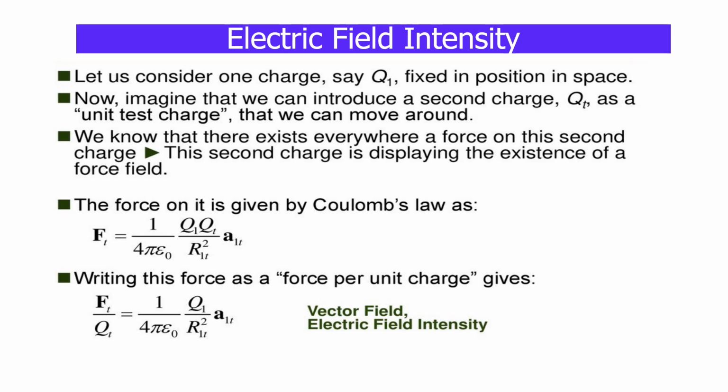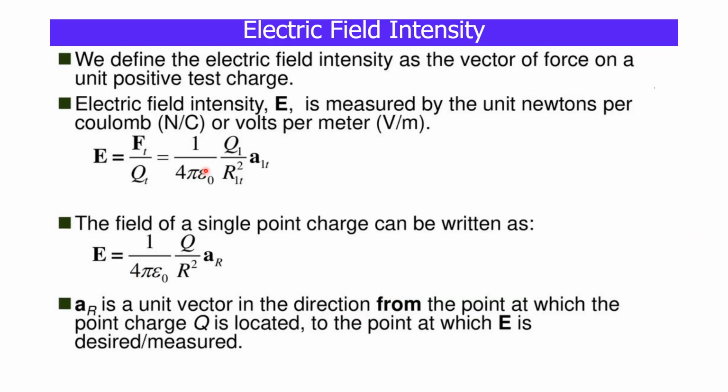So writing this force as a force per unit charge gives 1 by 4 pi epsilon naught Q1 by R1t square A1t. This vector field is termed as electric field intensity. Electric field intensity, the physical significance is it shows the strength of the electric field. So we define the electric field intensity as the vector of force on a unit positive test charge. So electric field intensity E is measured in units of newtons per coulomb or volts per meter.